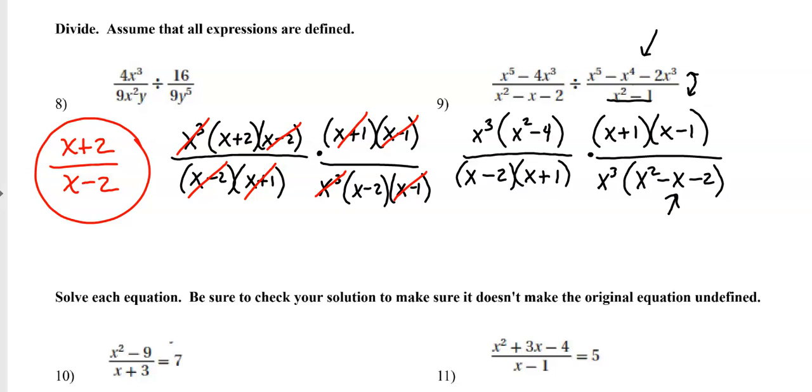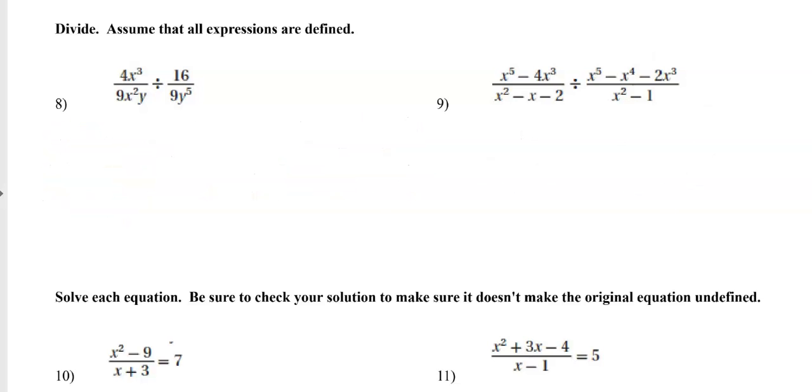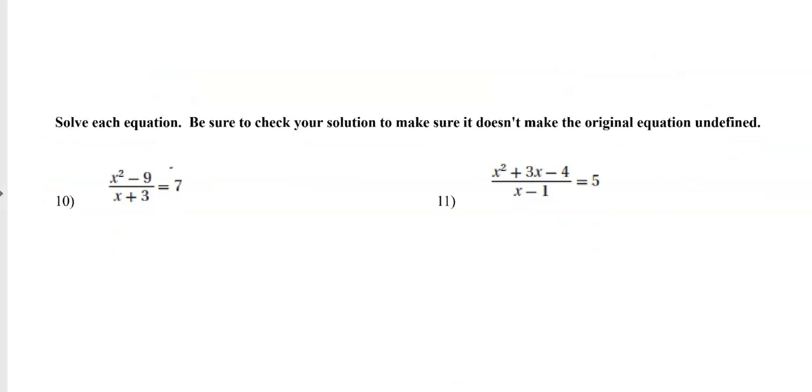That thing was a doozy. Number 9 was no joke. A lot of factoring, a lot of canceling. All right, last two. We've just been simplifying a whole lot, dividing, multiplying. Now we got to solve something.